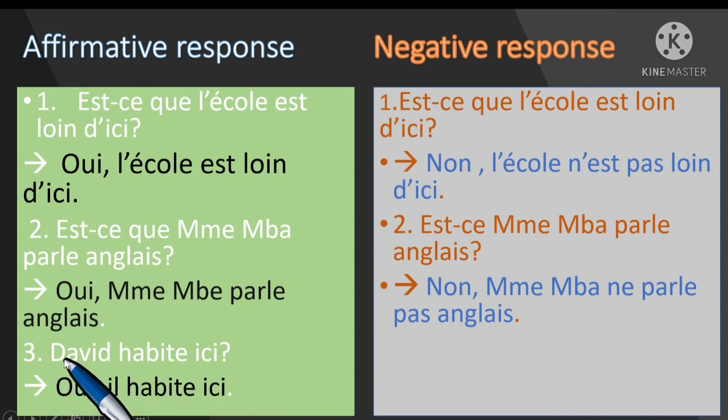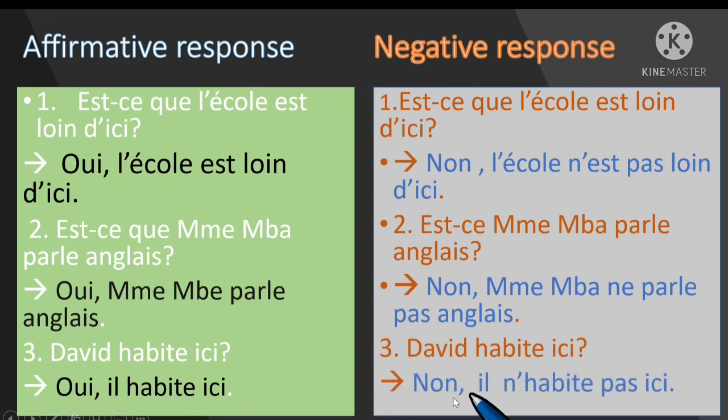So, David is a man. Oui, il habite ici. David habite ici. In the negative, non, il n'habite pas ici. Of course, you have learned while we were learning our vowels that this H is a semi-vowel. So all the rules that apply to vowels also apply to semi-vowels. So that's why we don't have the n ending like here, and that's why we have the apostrophe also.